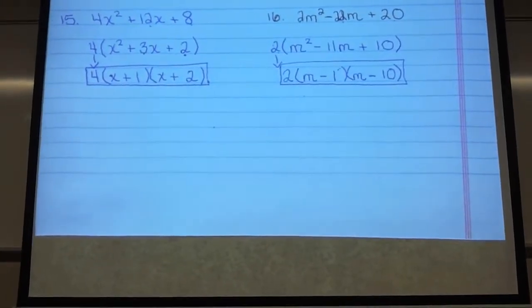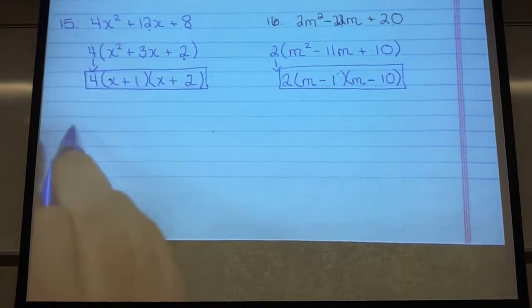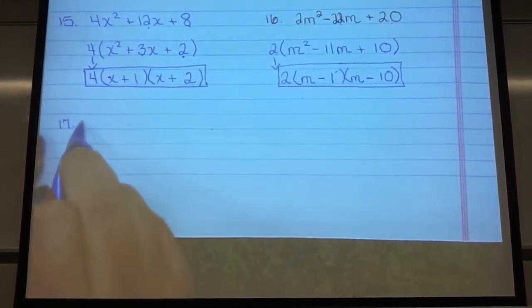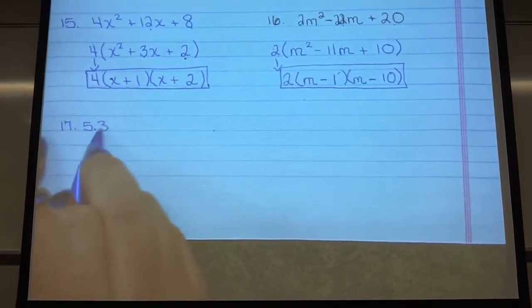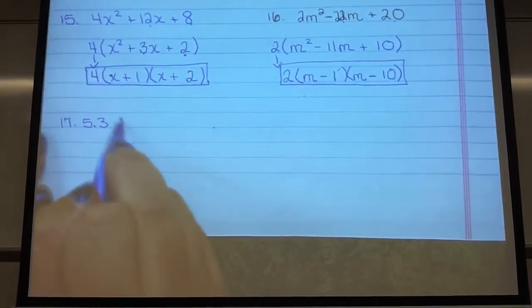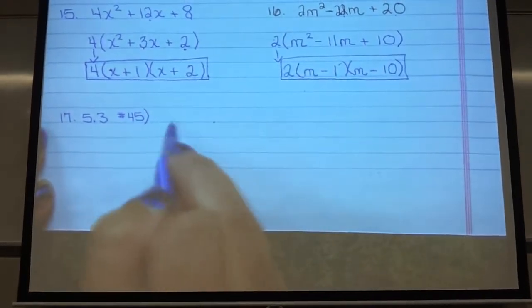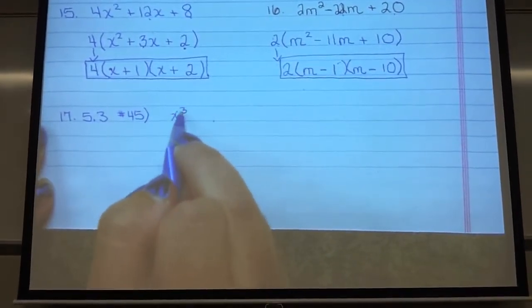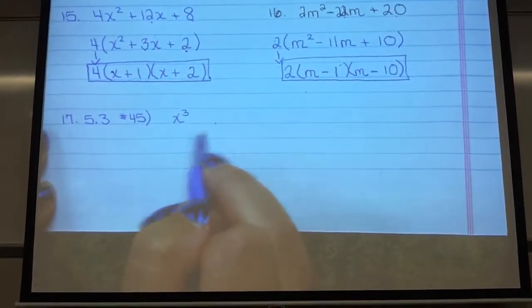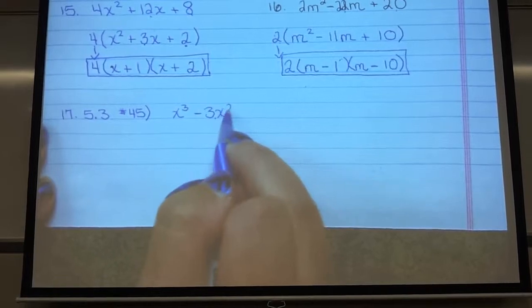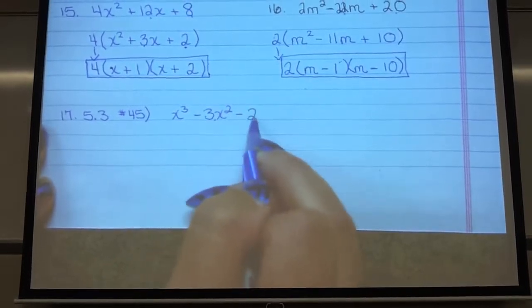That's a cube root, isn't it? Well, I'll do that one with you. It's the same type. So this is from 5.3, number 45. And it says x to the third, which we haven't factored anything like that, so you know you can take something out, minus 3x squared minus 28x.